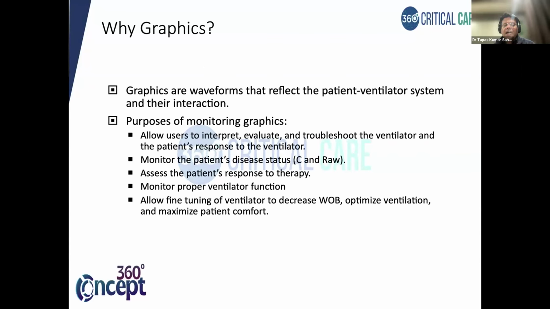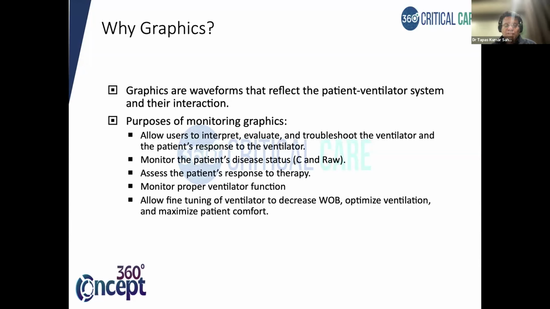So if the examiner asks you why we need ventilator graphics to analyze, interpret and troubleshoot our patient's ventilatory requirement, we need to be very thorough. The purpose of monitoring the graphics is to allow the users to, number one, evaluate and troubleshoot the ventilator and the patient's response to the ventilator. It's not only the ventilator, but how the patient is behaving to the ventilator. Monitor the patient's disease status; the most important in the respiratory ICU or patients on ventilator for pneumonia or respiratory problems is the compliance and the resistance of the airway.